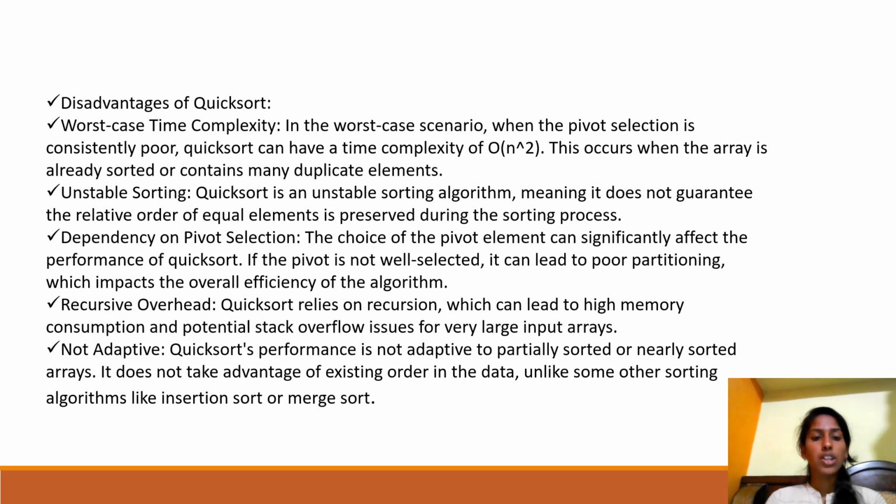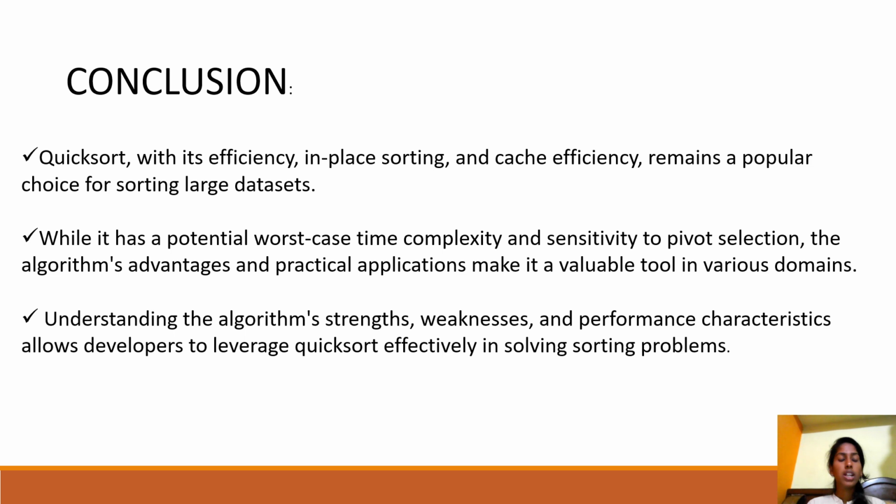Dependency on pivot selection. The choice of the pivot element can significantly affect the performance of quicksort. If the pivot is not well selected, it can lead to poor partitioning, which impacts the overall efficiency of the algorithm. Recursive overhead. Quicksort relies on recursion, which can lead to high memory consumption and potential stack overflow issues for very large input arrays. Non-adaptive. Quicksort's performance is non-adaptive to partially sorted or nearly sorted arrays. It does not take advantage of existing order in the data, unlike some other sorting algorithms like insertion or merge sort.